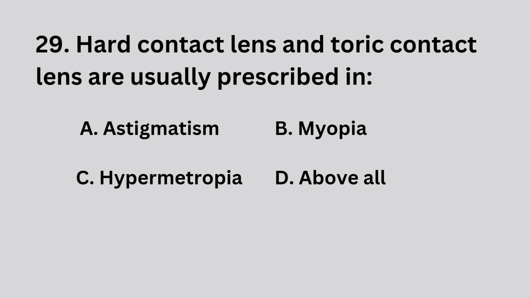Next question. Hard contact lens and toric contact lens are usually prescribed in? Option A, astigmatism. Option B, myopia. Option C, hypermetropia. And option D, above all. Correct answer is option A, astigmatism.